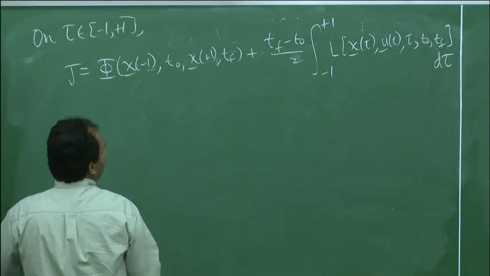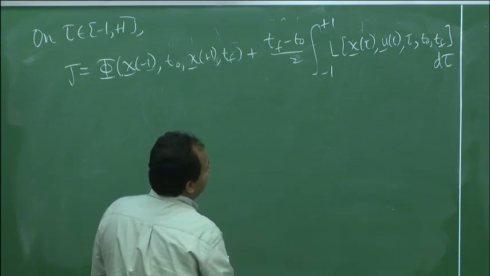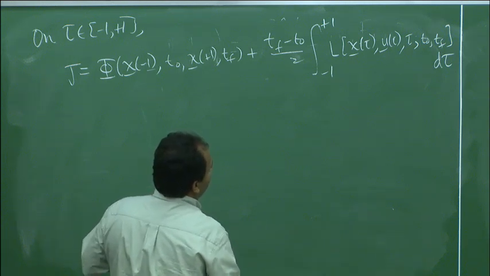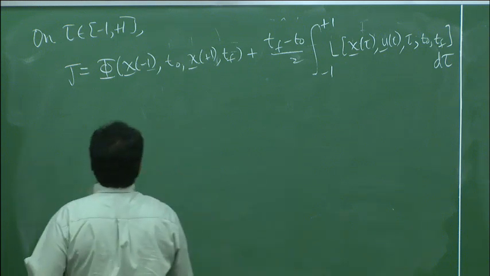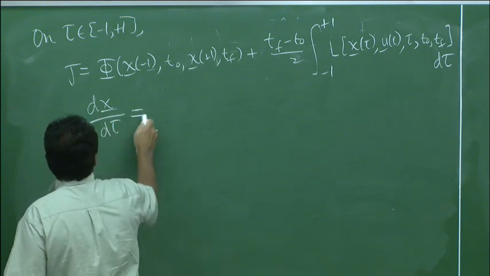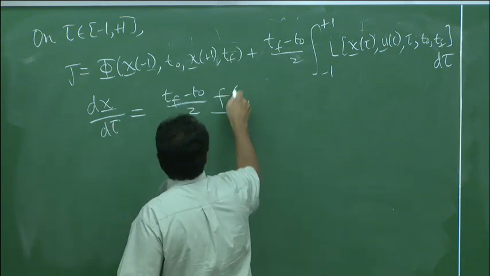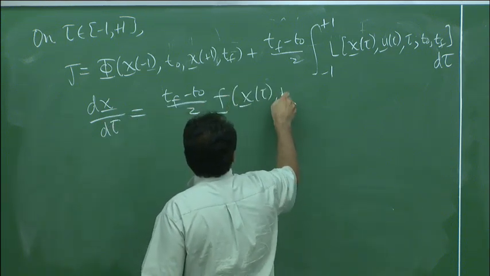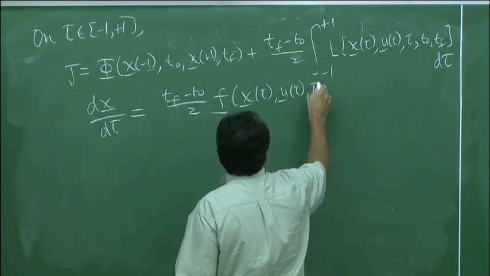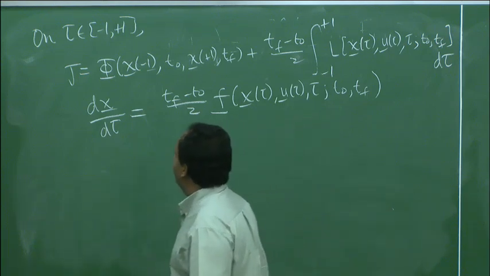And now my dynamics, because if I take dx/dt, the original dynamics are dx/dt equals f of x, u, and t. If I differentiate that, dx/dt is equal to dx/d tau times d tau/dt, but d tau/dt is 2 over tf minus t0. So what I get is dx/d tau is equal to (tf minus t0) over 2 times f of x of tau, u of tau, and tau. But again, I've introduced parameters t0 and tf into this problem.